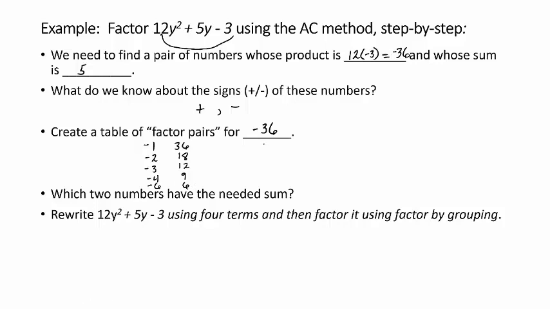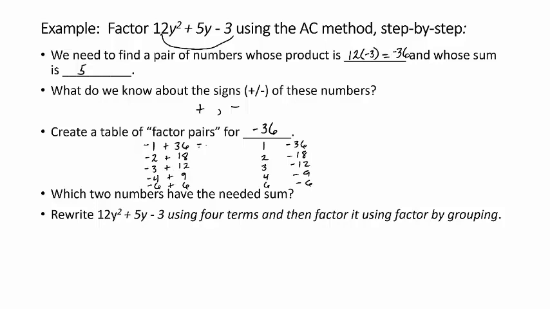Now, we could also list them the other way, right? 1 and negative 36, 2 and negative 18, 3 and negative 12, 4 and negative 9, and oh, I guess the last one is the same, 6 and negative 6. Okay, but when we add these together, we want a sum of 5. So one of these should give us a sum of positive 5.